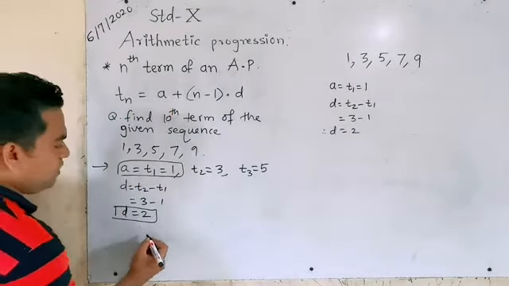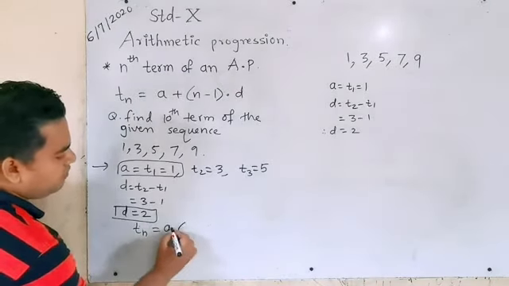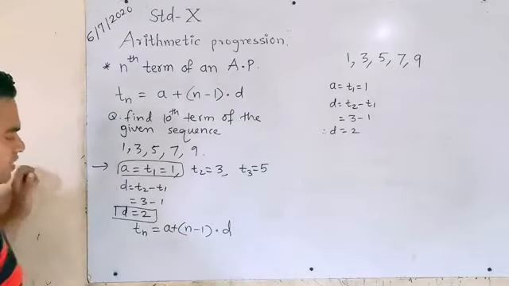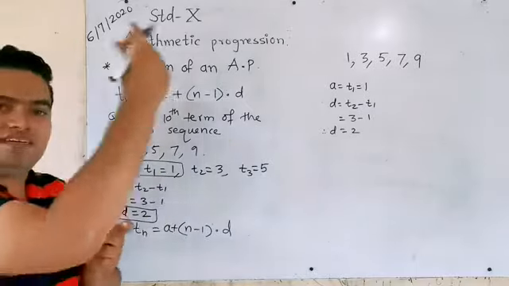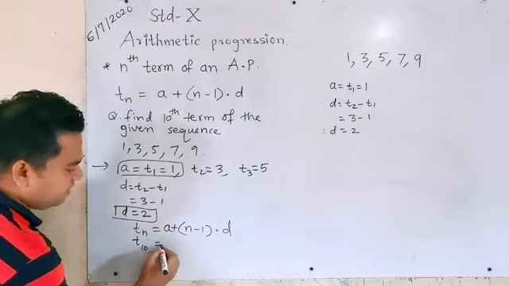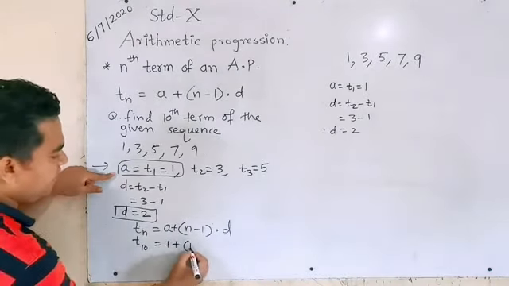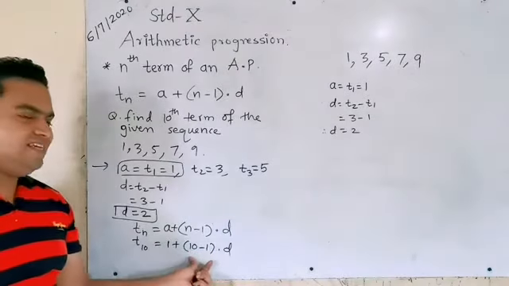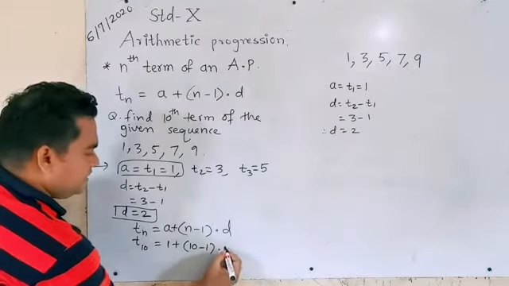So we will keep this 2 value in this nth term formula. So what is the formula here now? Tn is equals to A plus bracket n minus 1 into D. So the question is find the 10th term. So at the place of n you write 10. A value is given already, that is 1. N value is 10 minus 1 into D. Here D value we had already found, that is 2.